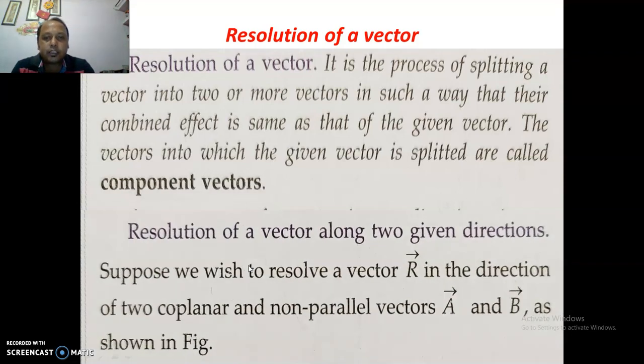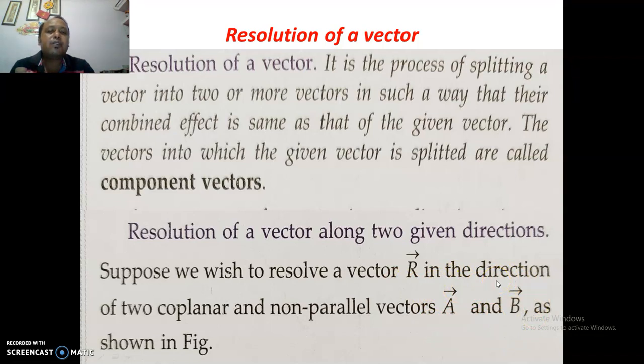First of all, suppose we have to resolve a vector r. So it is vector r, and the directions in which it has to be resolved are of two coplanar and non-parallel vectors. That is, two vectors a and b are given. They are coplanar, meaning they are in the same plane, and they are non-parallel. They are not parallel to each other. So we have to resolve vector r in terms of vector a and vector b.